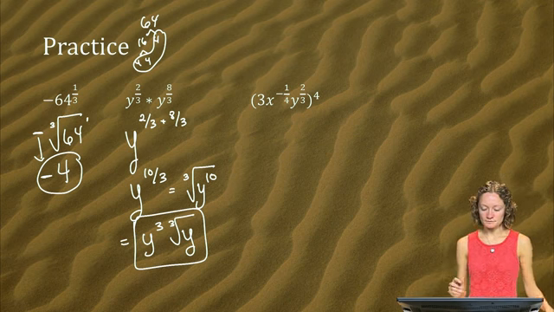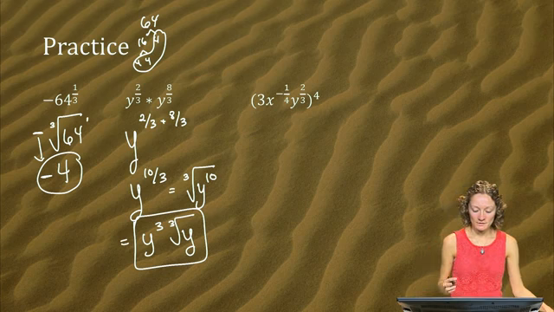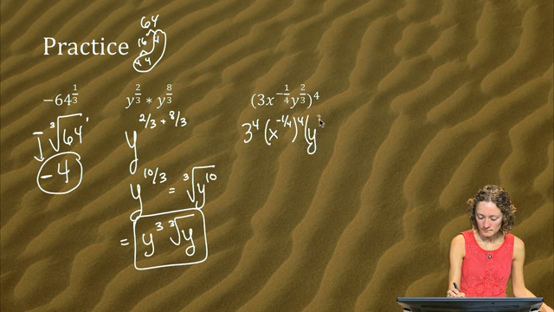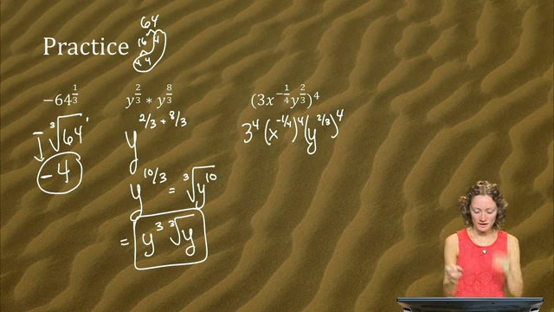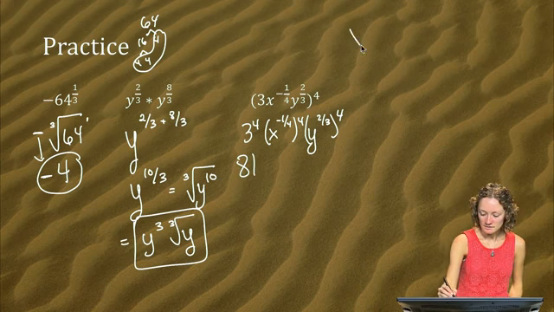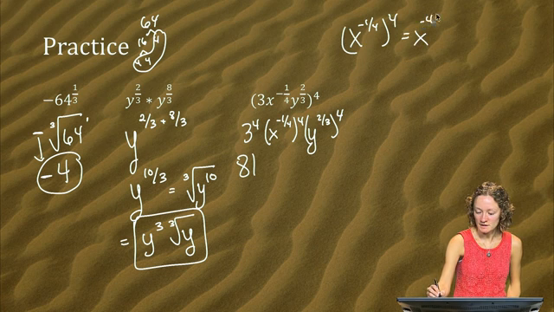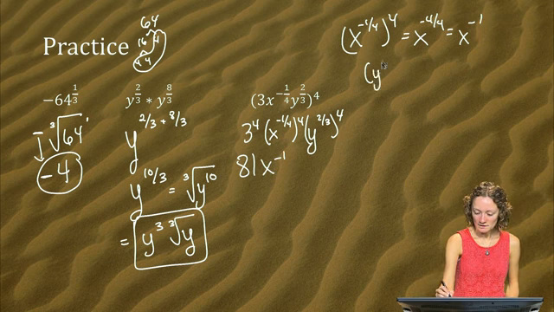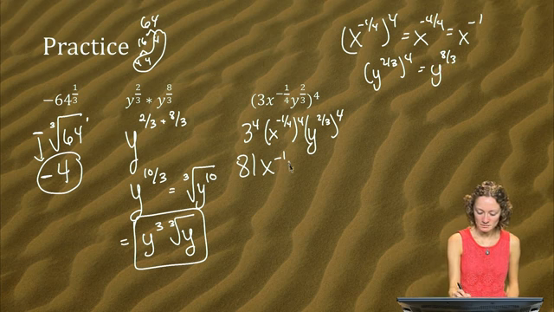Okay, and then the last one, we have 3x to the -1/4, y to the 2/3, all to the 4th power. So that 4th power will apply to each piece individually. Three to the 4th, 3, 9, 27, 81. X to the -1/4 to the 4th means multiply those together. We get x to the -4/4, which is x to the -1. And then y to the 2/3 to the 4th is y to the 8/3. Doesn't simplify.